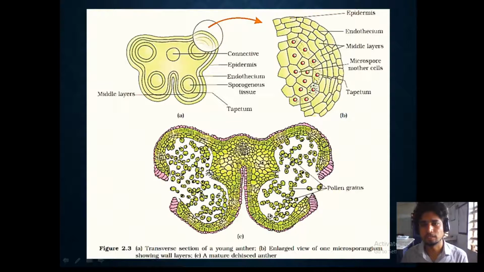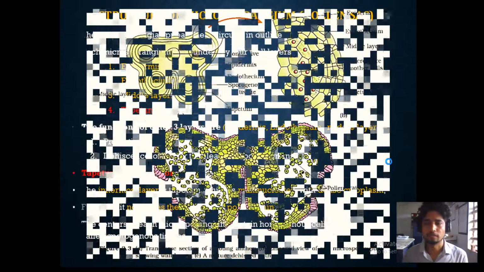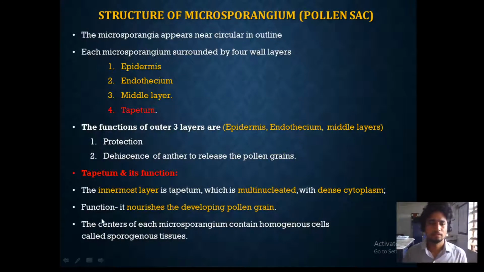If you see here, there is a tapetum layer, and you can see it is indicated by having a lot of dots in the cell. Those dots are indicating that the cytoplasm is very dense and rich with food materials inside. So the innermost layer, that is tapetum, is multinucleated and has dense cytoplasm. The function of it is to nourish the developing pollen grain. So nourishment is its function.